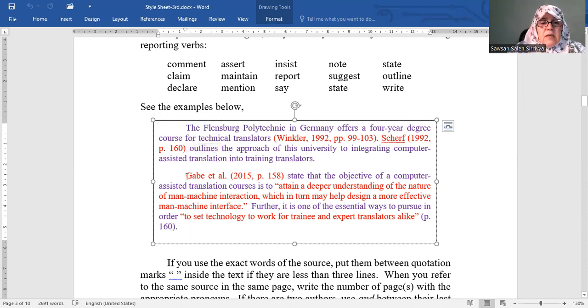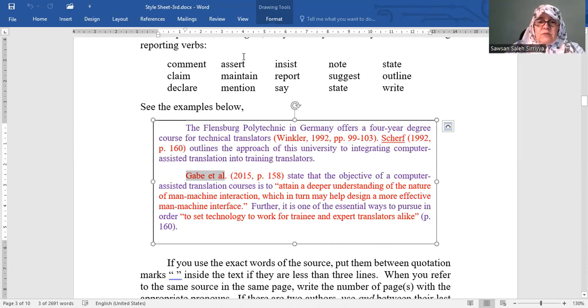Notice here, Gabe et al. The word et al. means that there are other authors, more than two. If you have 3 authors and more, I use et al. 2015 and the page. Notice here the verb is without S because here you have 3 authors or more. I use state here, I use outlines here, etc.